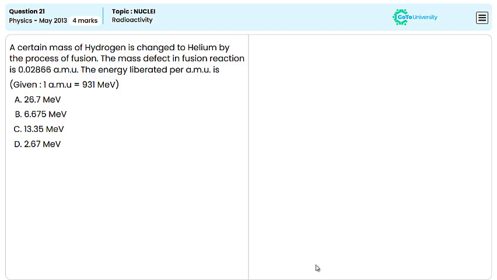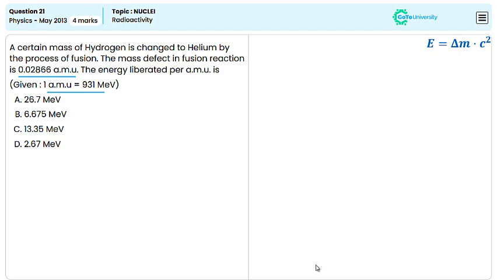The mass defect given is delta M equal to 0.02866 AMU, and 1 AMU is nothing but 931 MeV. To calculate the energy liberated per AMU during the fusion reaction, we use Einstein's mass-energy equivalence relation, given by E equals delta m c squared. But delta M is the mass defect in atomic mass unit. We need to calculate energy liberated per AMU of the system.